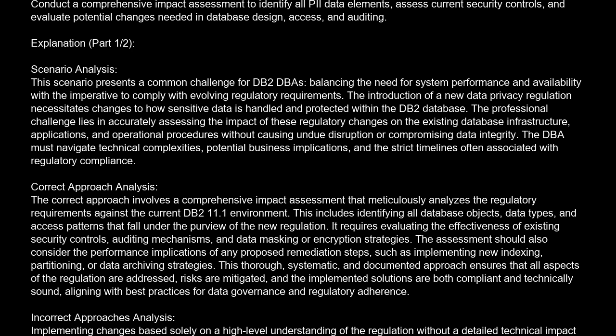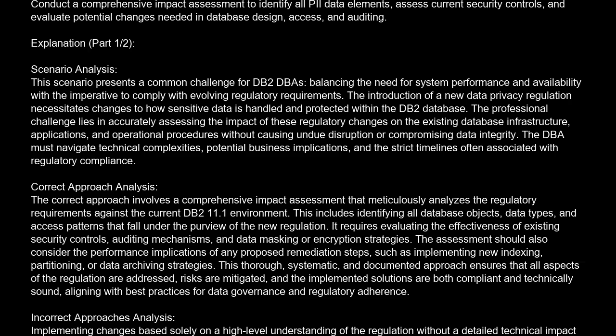The introduction of a new data privacy regulation necessitates changes to how sensitive data is handled and protected within the DB2 database. The professional challenge lies in accurately assessing the impact of these regulatory changes on the existing database infrastructure, applications, and operational procedures without causing undue disruption or compromising data integrity. The DBA must navigate technical complexities, potential business implications, and the strict timelines often associated with regulatory compliance.